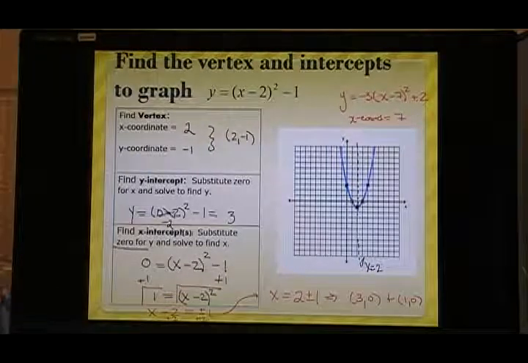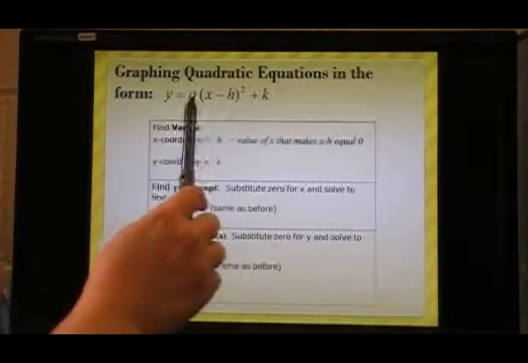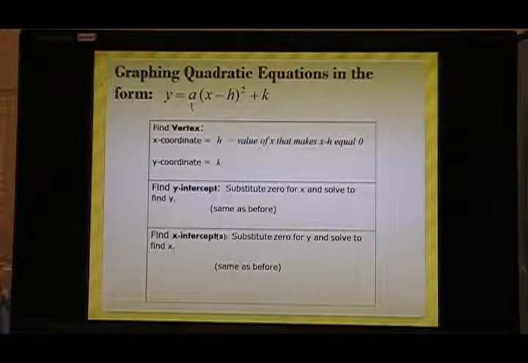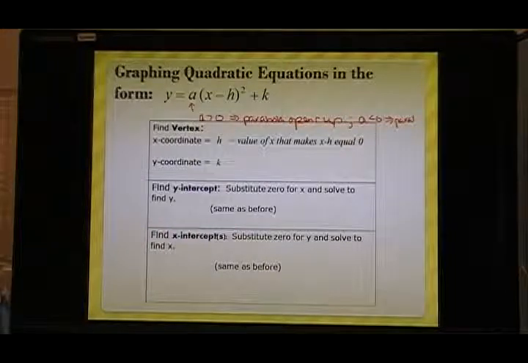Okay, going back to this, same as before, when we were working with standard form, it's still going to be the case that if a is a positive number, then you should end up with a parabola that opens up. And if a is a negative number, then you should end up with a parabola that opens down. So just some things to think about as you're going through.